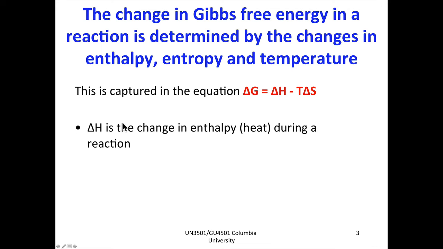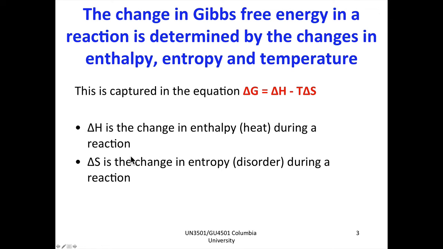So again, delta H, the change in enthalpy, is the heat evolved, or the enthalpy generated during a reaction. Enthalpy is another term for heat. Delta S is the change in entropy, or disorderedness. So a reaction is generating more disorder, going from one molecule to two. There's more ways to arrange two molecules in space or in solution than one, so that's an increase in disorder.